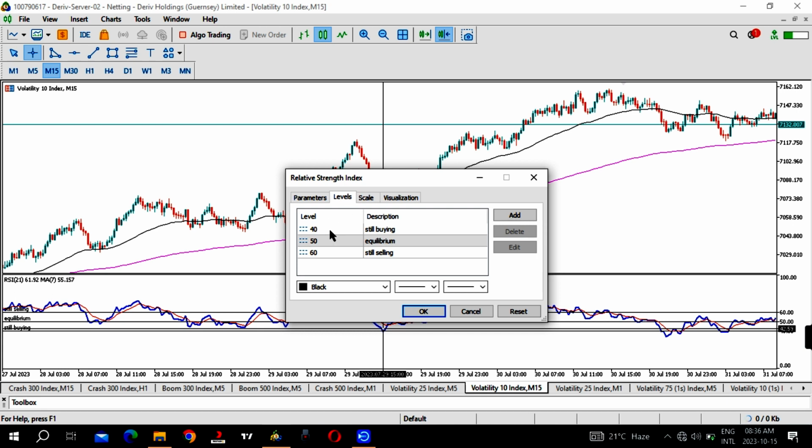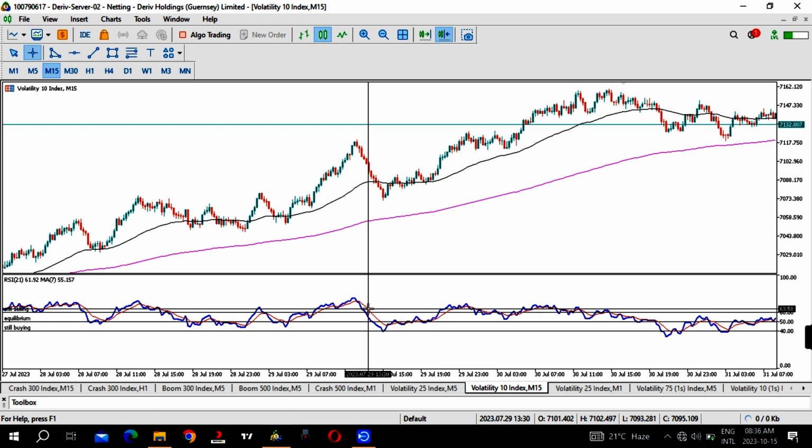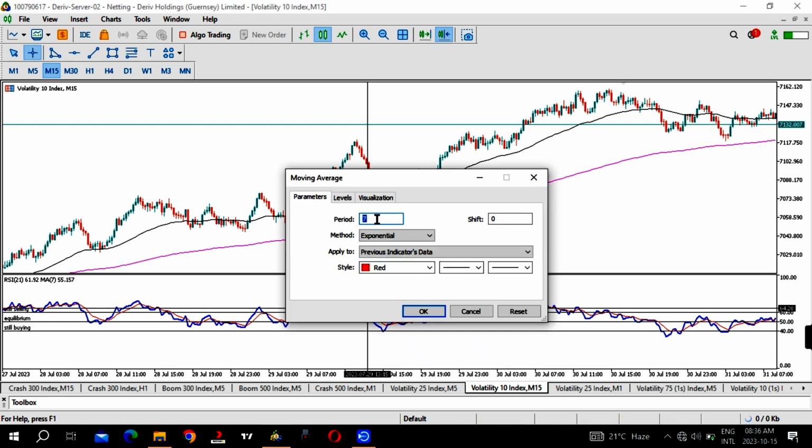Right, so over here, the levels: I've got the level 40, which is still buying, the level 50, which we label equilibrium, and the level 60, which is still selling. And then you click done. Those are the settings for the RSI.